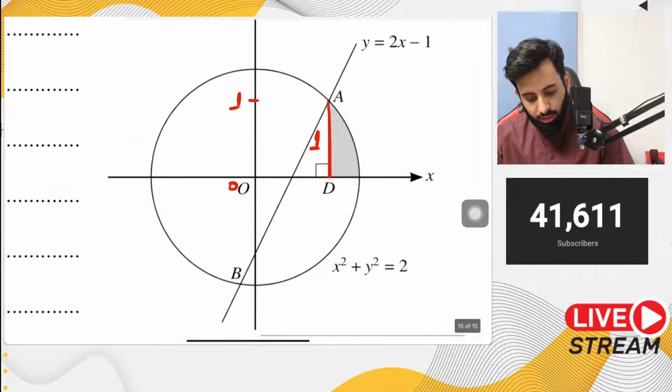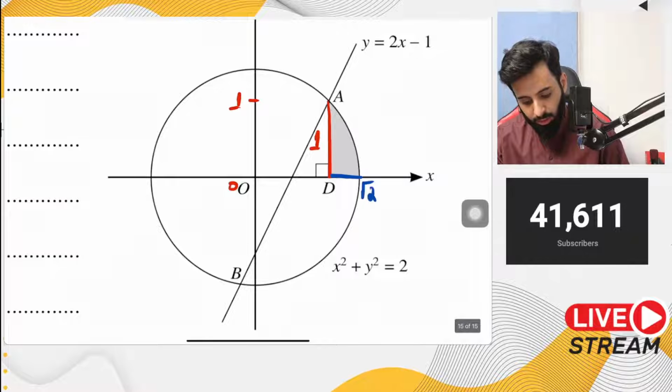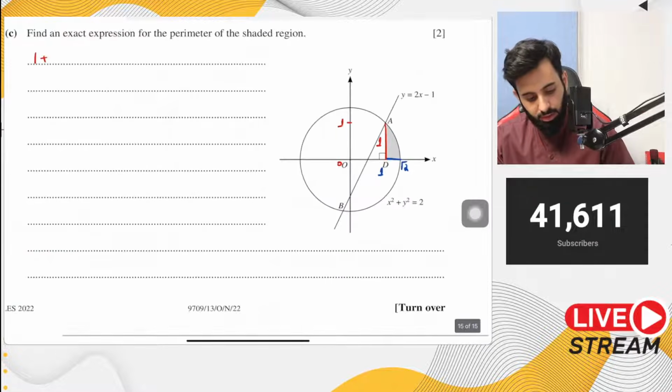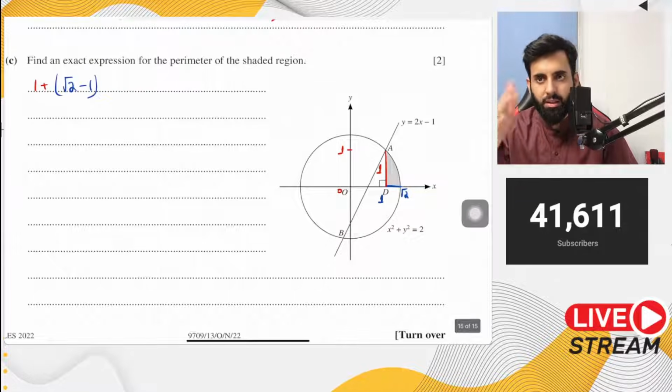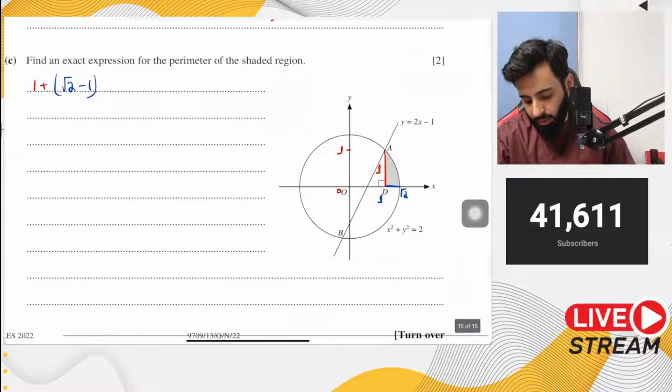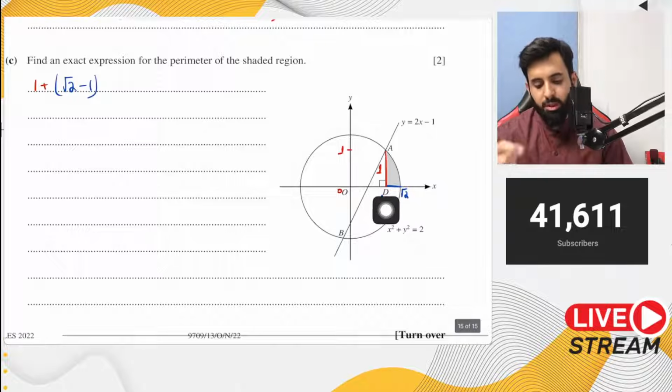Okay. Then this length right here, the one that I'm outlining in blue, ends at root 2 and starts at 1. So that means this will be plus under root 2 minus 1. It's like it's starting at 3 and going till 4. So 4 minus 3, that's 1 unit. Except that this is starting at 1 and going till under root 2. So under root 2 minus 1.